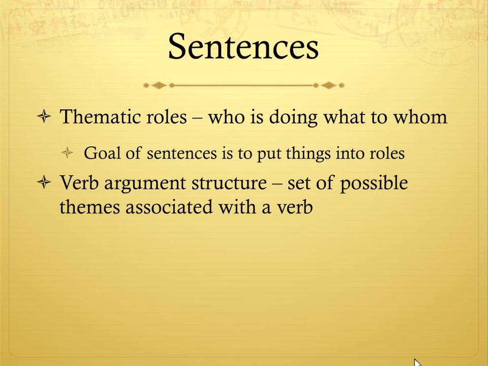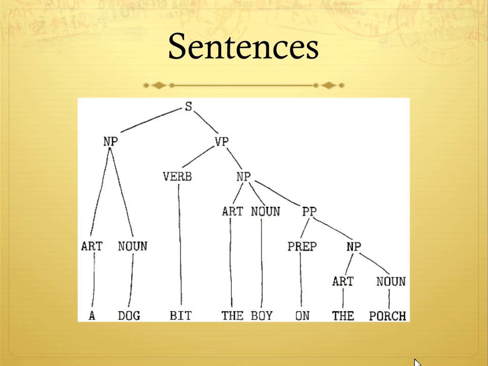So a lot of this depends on thematic roles. Thematic roles is who is doing what to whom. So actors in the sentence, the direct objects in the sentence, verbs. And so the goal of sentences is to put things into these roles. Who's the actor, what action are they doing, and what's being acted upon. So we have to remember that as we go through this section. And really it's focused on the verbs. Verbs determine who can act and who can do what. And so verbs become an important component, especially when we talk about ambiguity, on how our brains process these kinds of sentences. Okay.